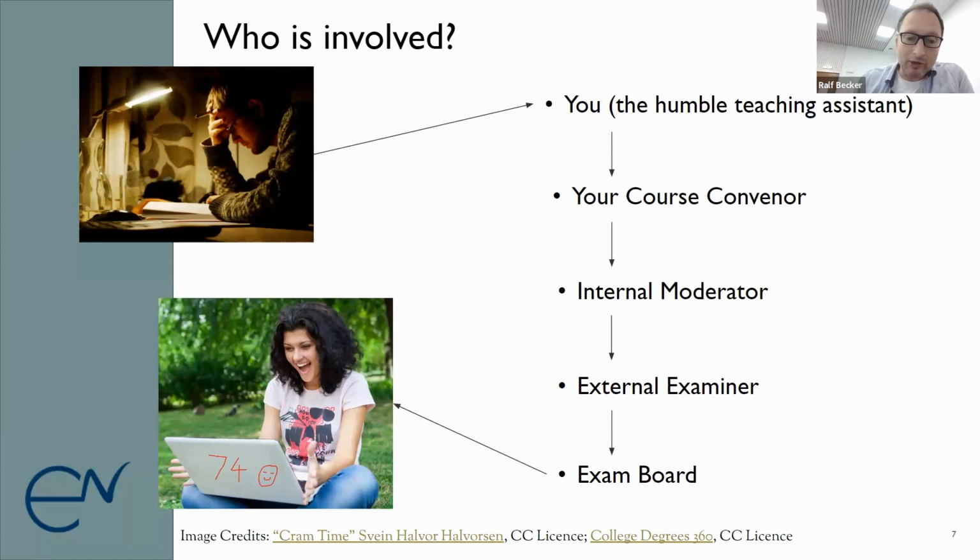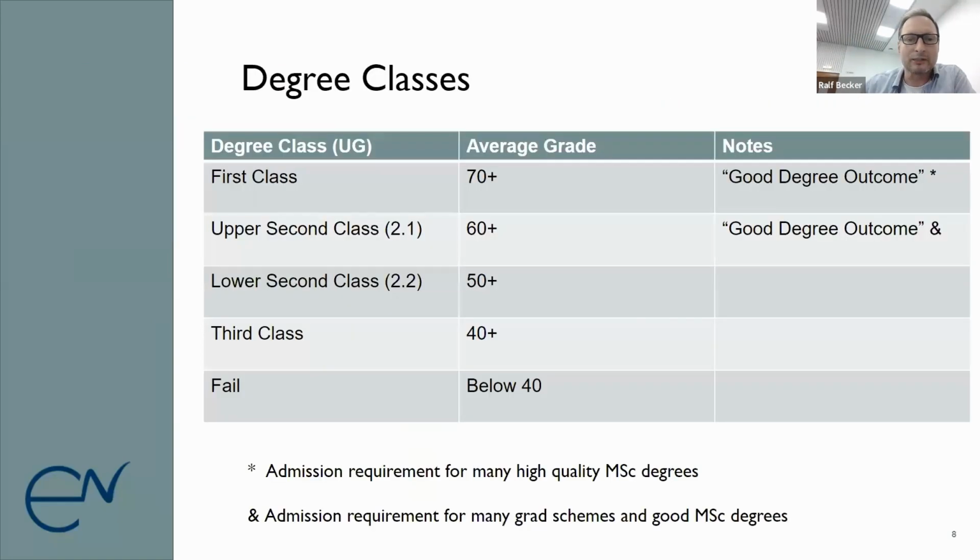And then there will be an external examiner, a colleague with expertise in your area from another university, who will look at a sample of scripts. And then there will be an exam board which will come to a judgment whether the entire grade distribution is appropriate. Right? So you are super important, but only one piece in the entire process. Okay, so that hopefully takes a little bit of the burden off your shoulders and says, okay, there is an entire process behind this.